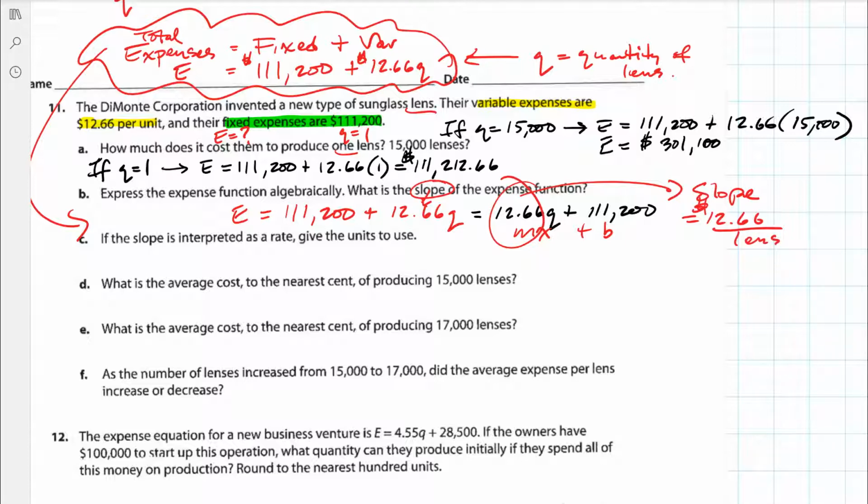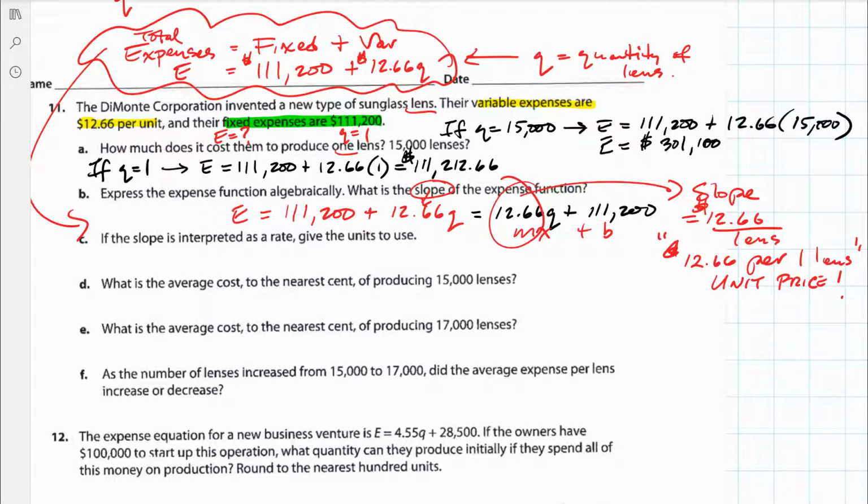Okay, per lens. And so it says give units to use. Well, units is per lens. So it's $12.66 per lens. And if you want to write it like that, you would write it $12.66 per one lens. All right, that's what the slope means. It actually happens to be your unit price. Let me write that down, unit price. Price per unit. Unit price, price per unit, same thing.